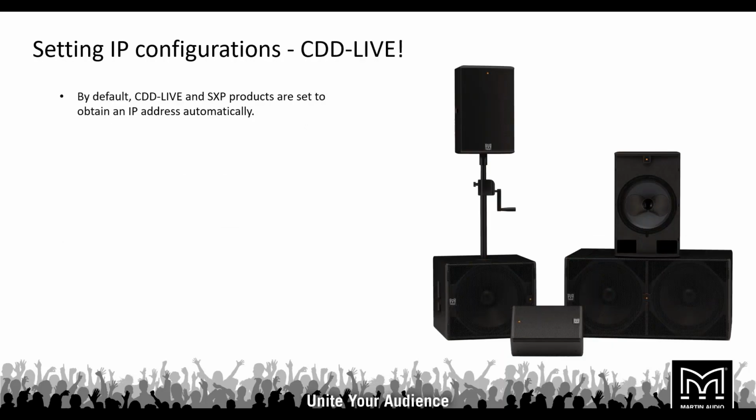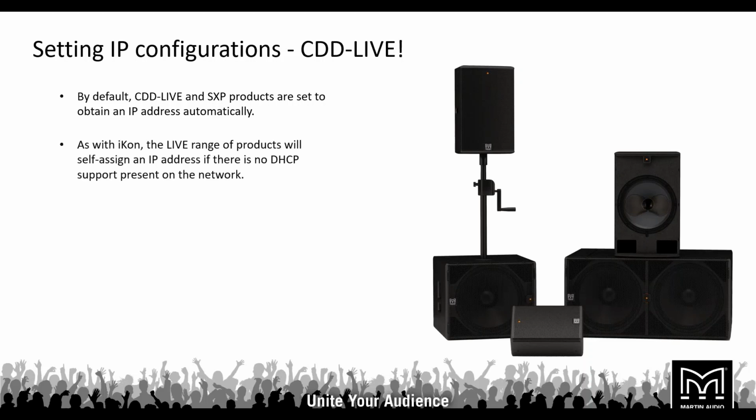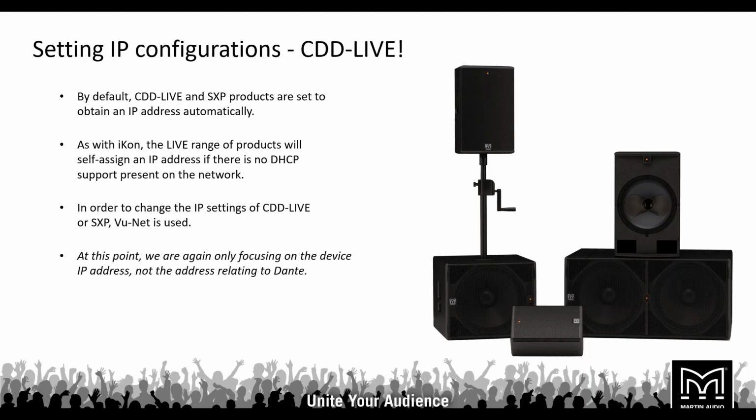So now we're going to look at doing the same procedure for a CDD-LIVE or SXP product. So again, these will obtain an IP address automatically by default. Same with the iKon. If there's no DHCP online, it will self-assign in the same Class B range. However, in order to change them to static, we need to use VNet. And just a reminder that we're looking at the device IP address, not the address relating to Dante at this stage.